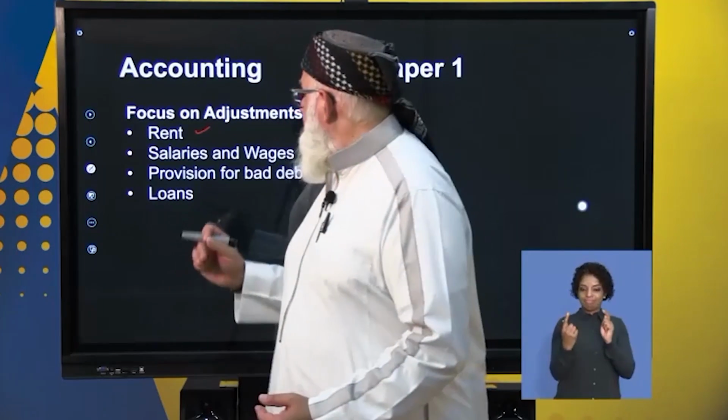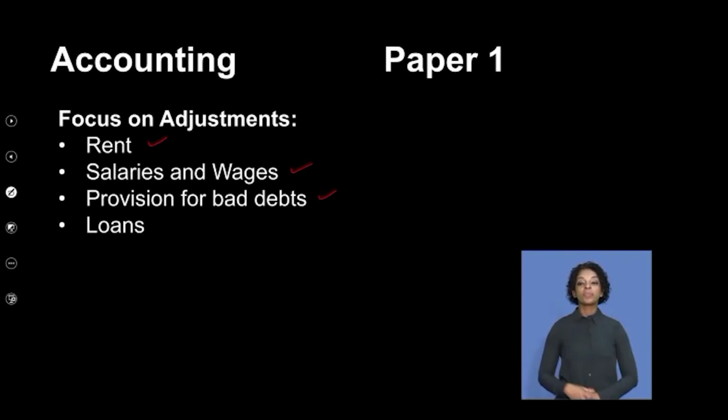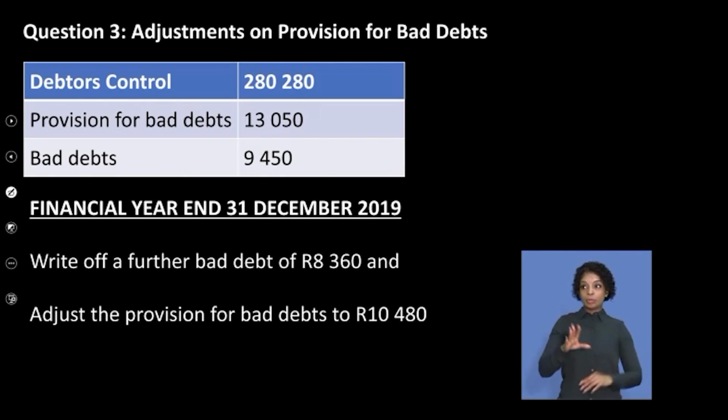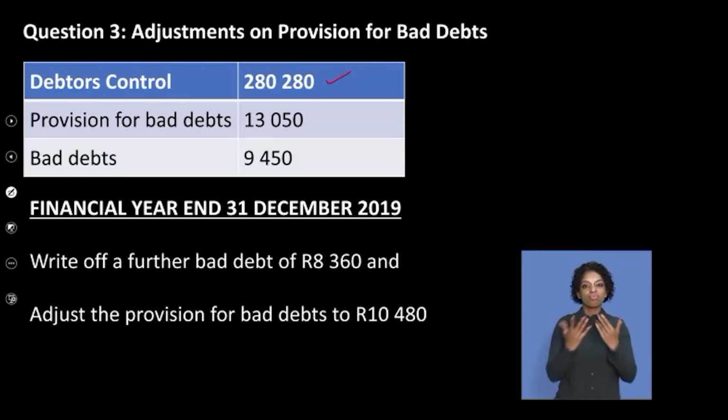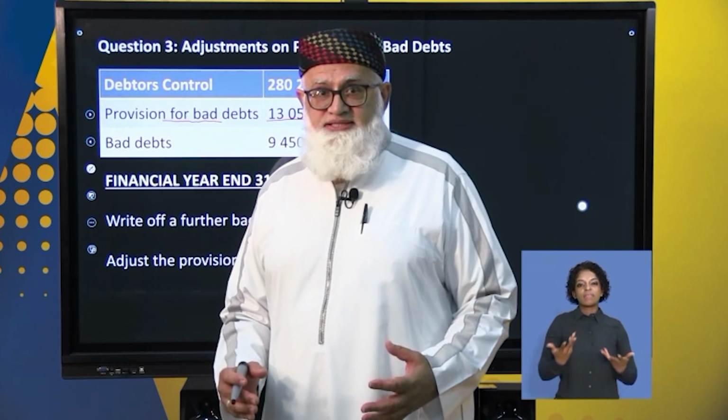Okay, so now that we've identified the provision for bad debts, how do we deal with it in the exams? Firstly, in your trial balance, the figure that's given to you, your debtors control, is your asset, the amount of money that your debtors owe you. And the negative asset that we alluded to earlier on is your provision for bad debts. So currently, you have a provision of 13,050 Rand. Got it? Okay.